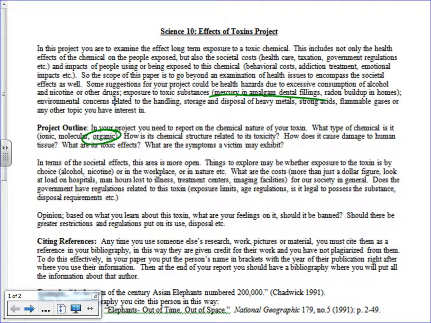What type of chemical is it, and how does it cause damage to human tissue? What part of the body does it affect the most? Does it affect the lungs? Does it affect the brain? Does it affect the liver? How does it affect them? What does it do to them?